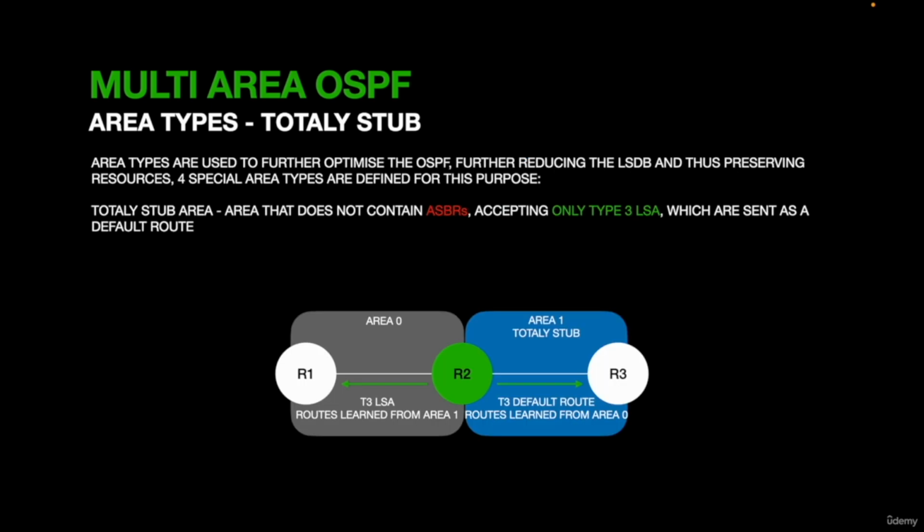We can also have the totally stub area. A totally stub area is an area that does not contain ASBRs, and it is accepting only type 3 LSAs which are sent as a default route, which means that R2 will not send any routes learned from other areas, but instead it will send a default route. So all the traffic which originates from R3, let's say, will have a default route that points to R2, and after the packet is delivered to R2, it will know what to do with the packet.